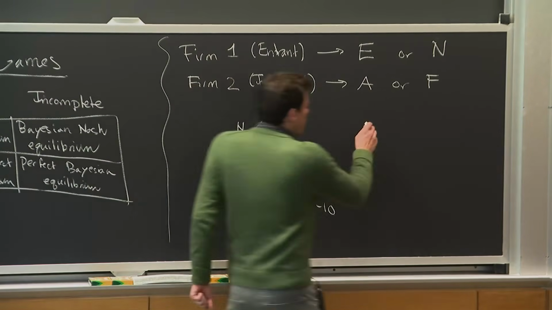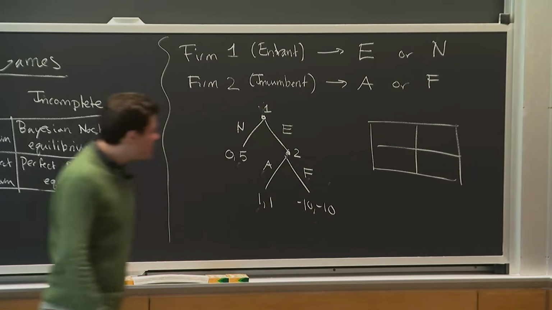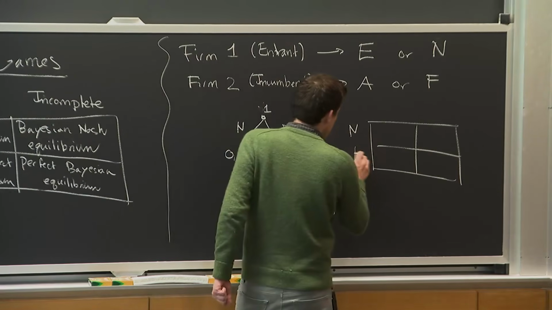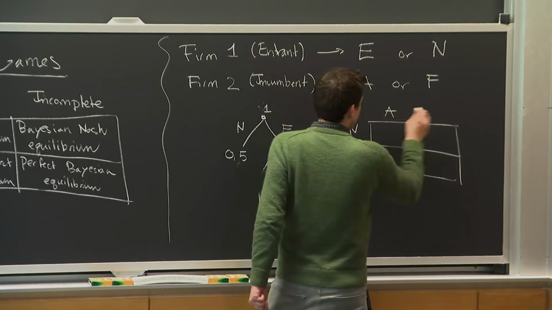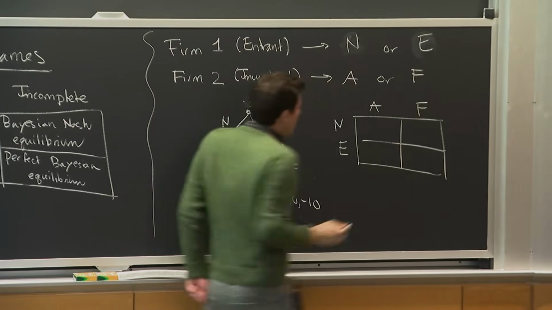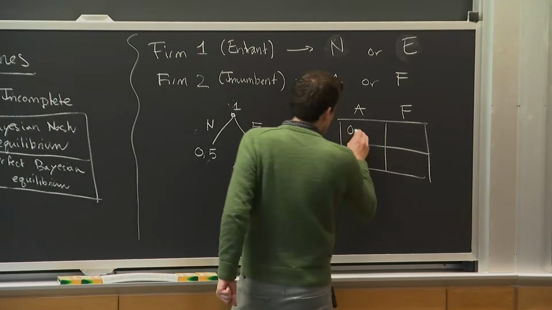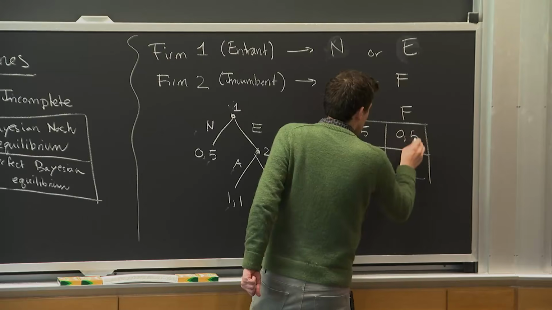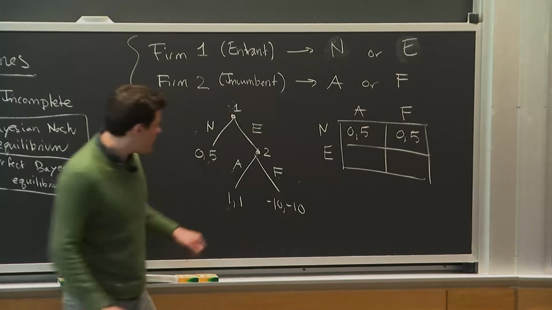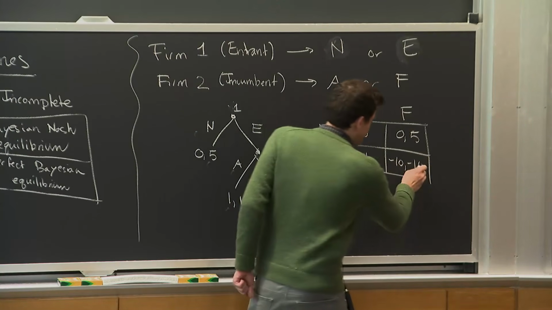So let's now just write this as, this is a bit of a review today, our standard strategic form game box. Player 1 has 2 strategies, N, E. Player 2 has 2 strategies, A, F. I'll write this N, E to keep the order consistent. And let's see, if player 1 doesn't enter, then they both get 0, 5 either way. If player 1 does enter, then the payoffs depend on what player 2 does, and we get 1, 1 here, and negative 10, 10 here.